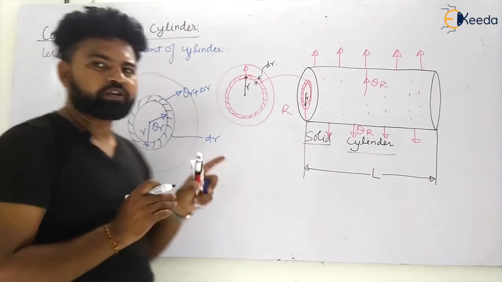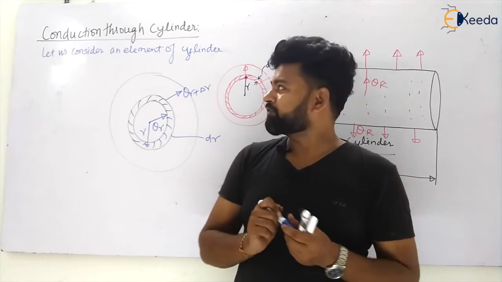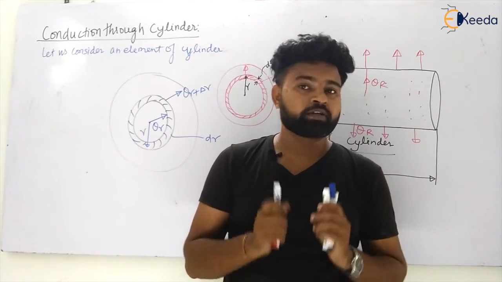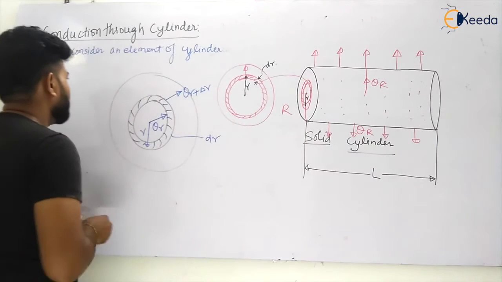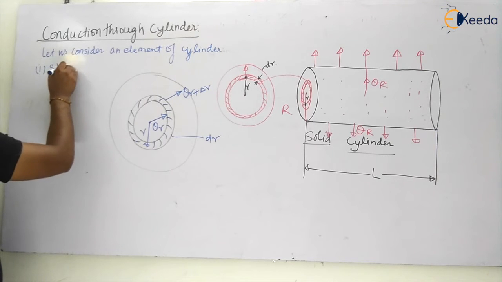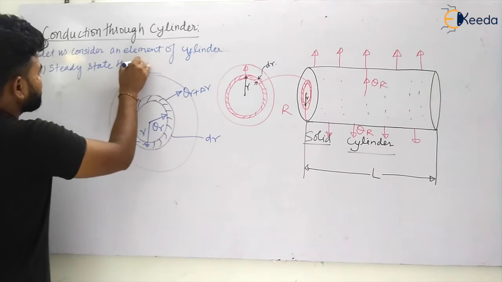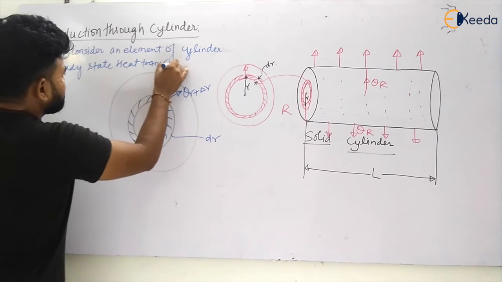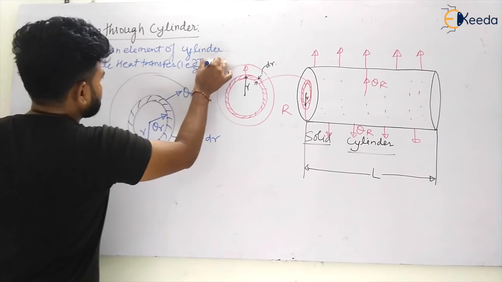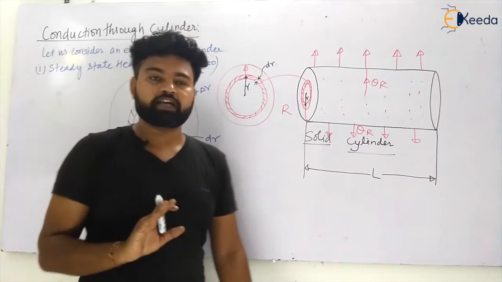So can I do the analysis for this, my dear students? Yes, I can analyze this element, but first of all we have to see what the assumptions are. Number one, we are considering steady state heat transfer, that is, the temperature change is zero with respect to time. There is no property changing with respect to time. Temperature is not changing. That's why the heat transfer is the same.